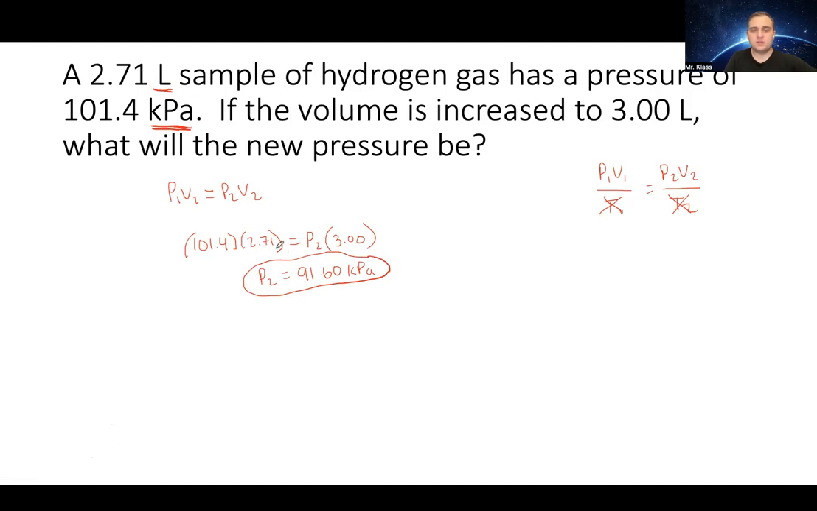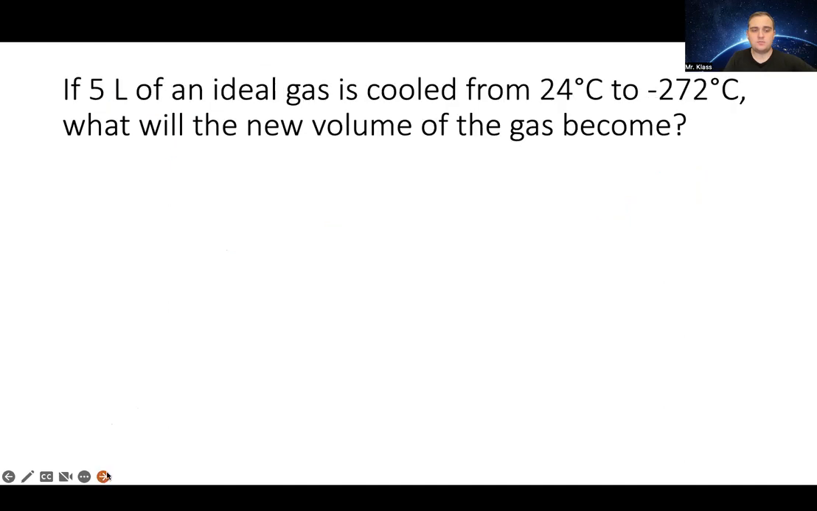Now this also makes sense if we look at our problem. Okay, let's move forward. If 5 liters of an ideal gas is cooled from 24 to negative 272 degrees Celsius, what will the new volume of the gas become? First things first, let's write our formula. P1 V1 over T1 equals P2 V2 over T2.